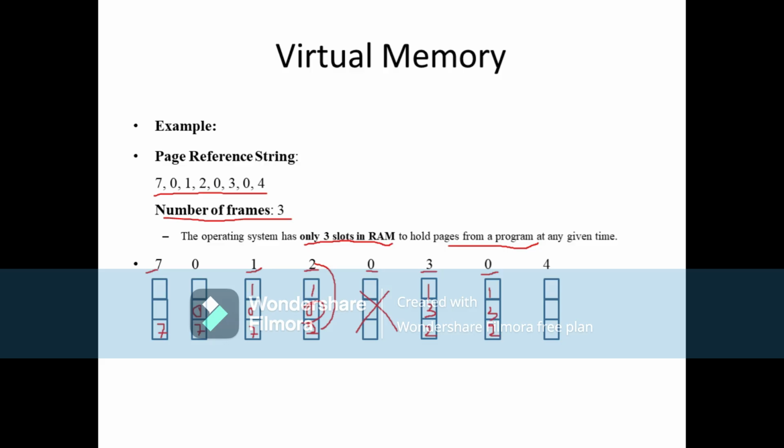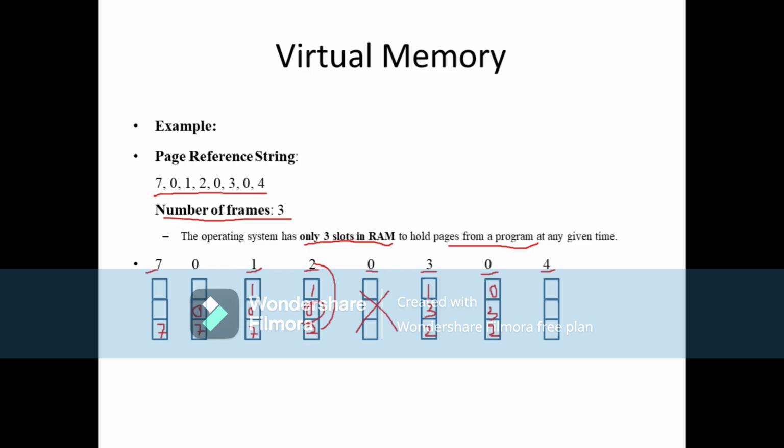We have pages 1, 3 and 2. Now we have to find the victim page, which is the oldest page. Page number 1 is the oldest page, so page number 1 becomes the victim page. So let's send back page number 1 and load page 0. We load page number 0 into the frame.